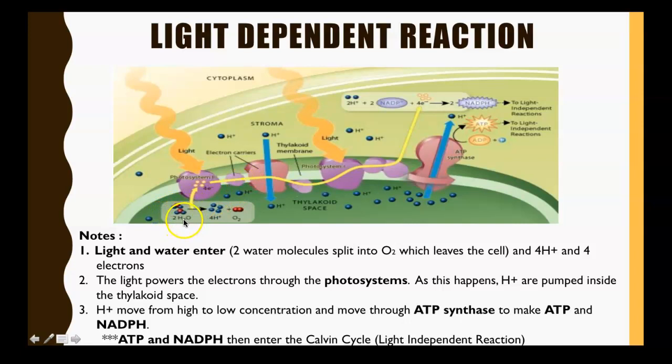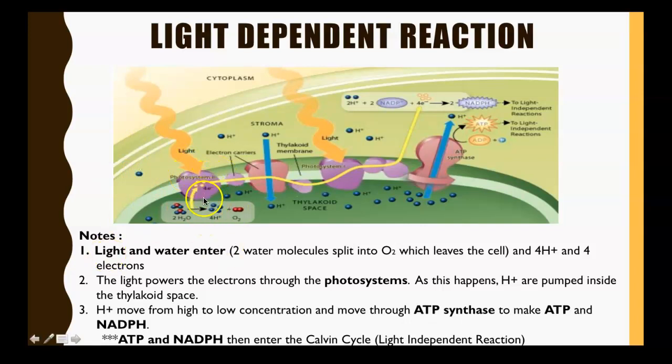the thylakoid is going to take a water molecule and split it. Once we have split this water molecule, we get 4 hydrogen ions, which are going to be placed inside the thylakoid space. We're also going to produce oxygen, which is going to leave the chloroplast as a byproduct and go into the atmosphere for animals and humans to breathe, as well as 4 electrons.